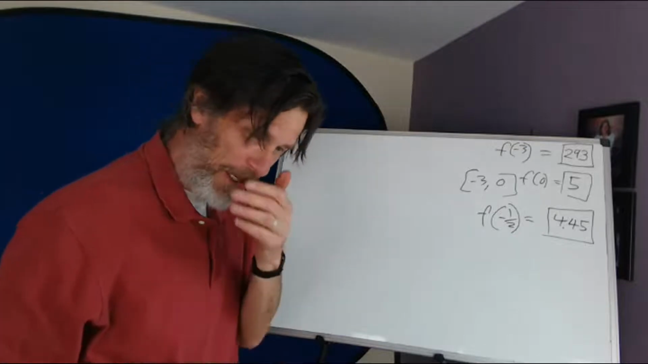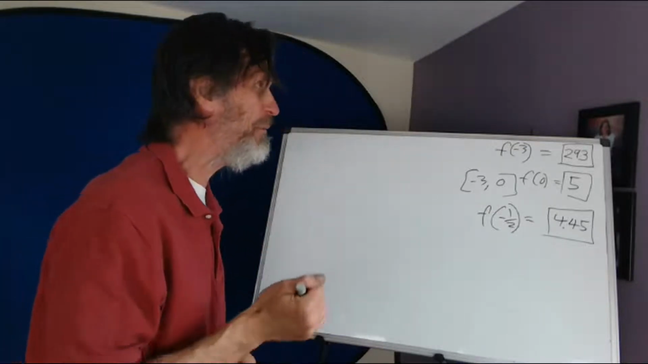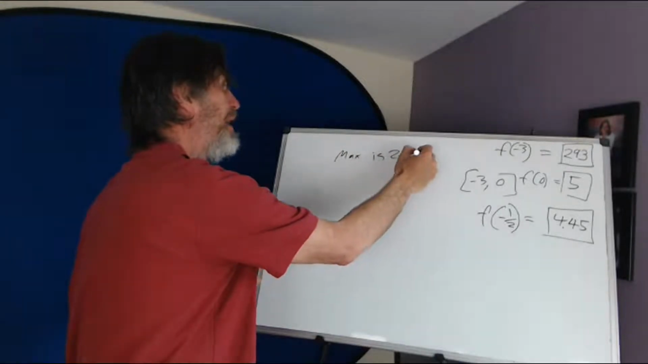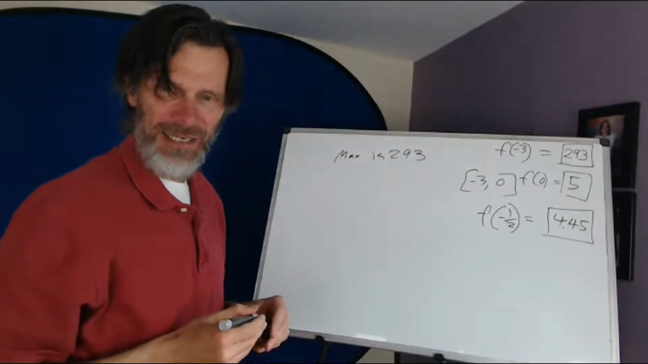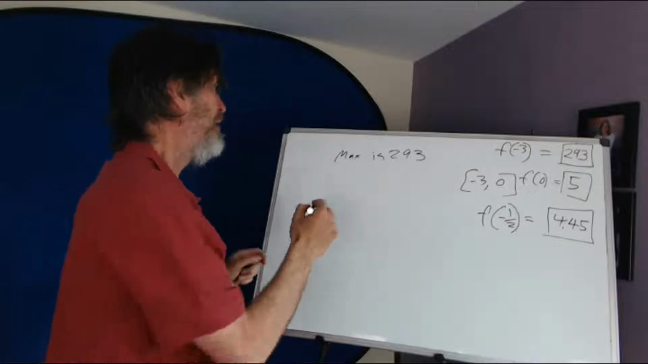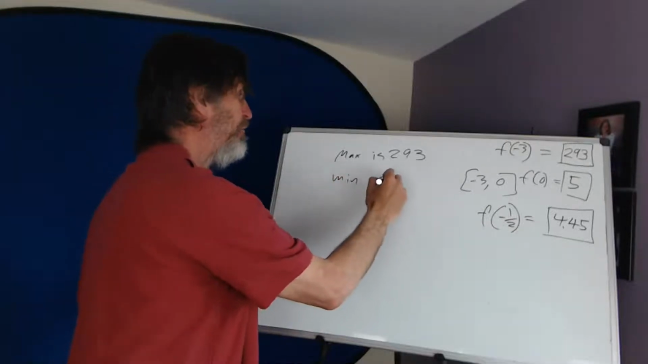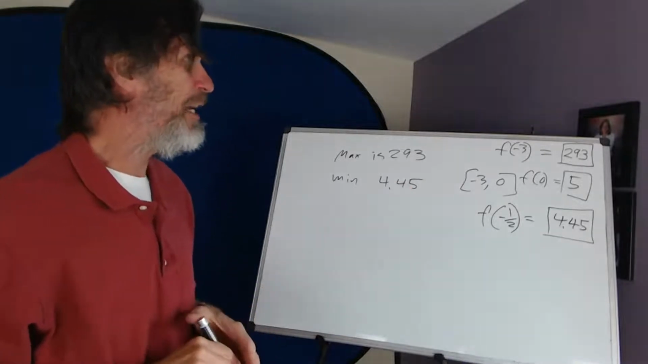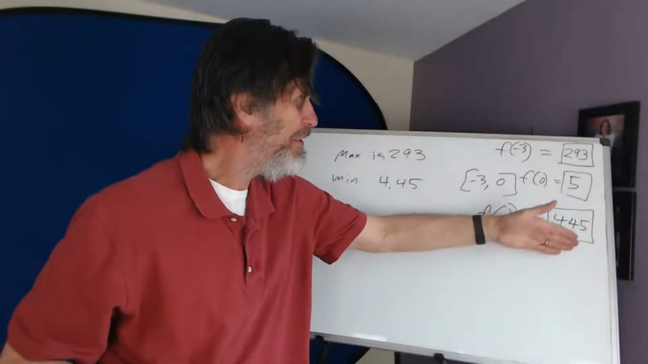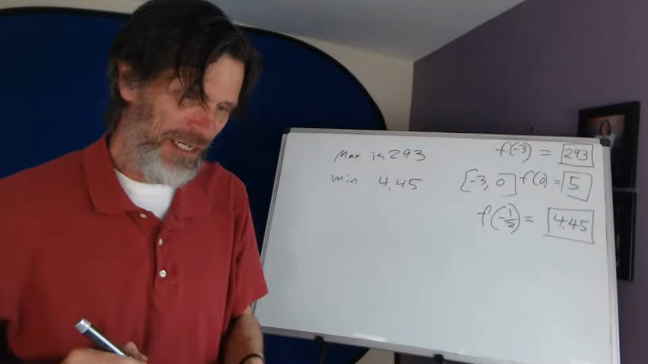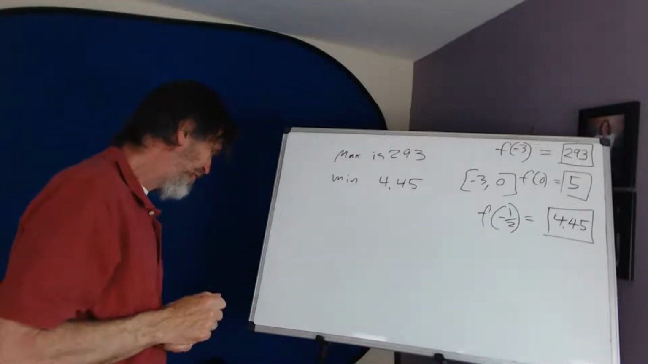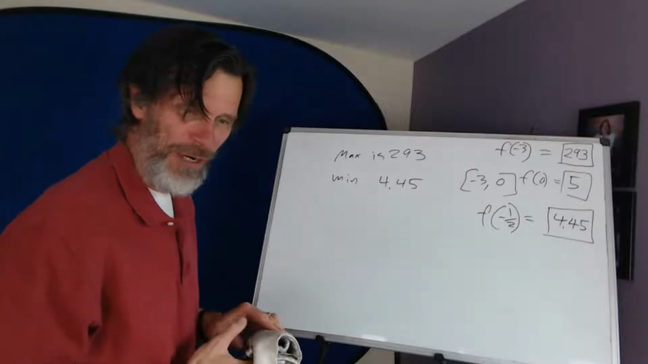So now I can go and answer the questions, find the absolute maximum value in that interval. Max is 293. It is not -3. The min value in that interval is 4.45. It's not -1/2. We want to know the biggest number in this group and the smallest number in that group. And that caused some concern on exam number 3.